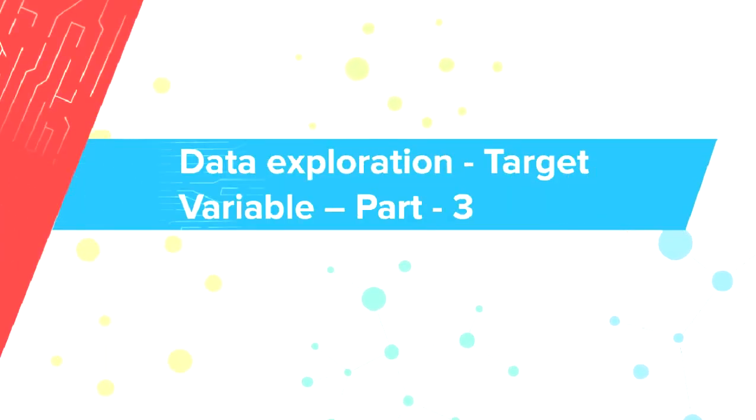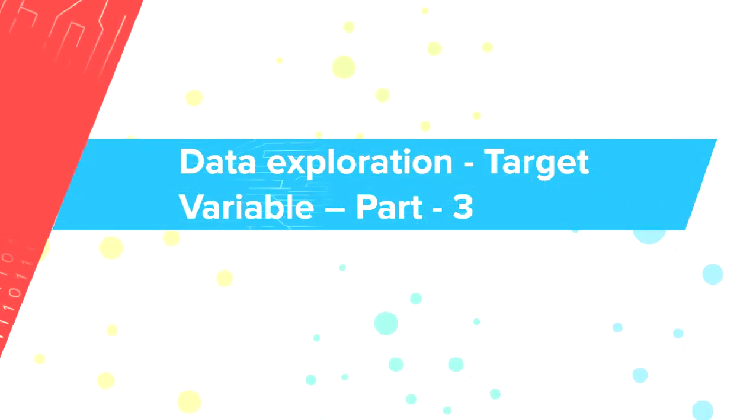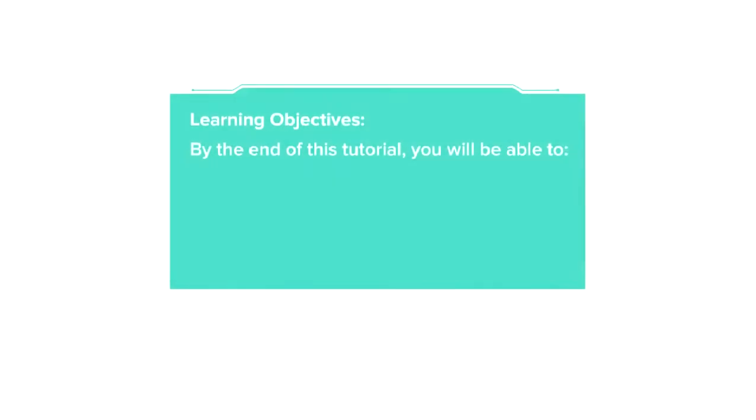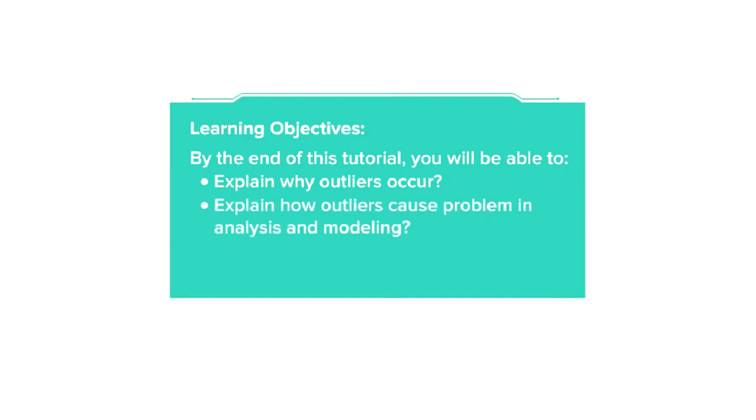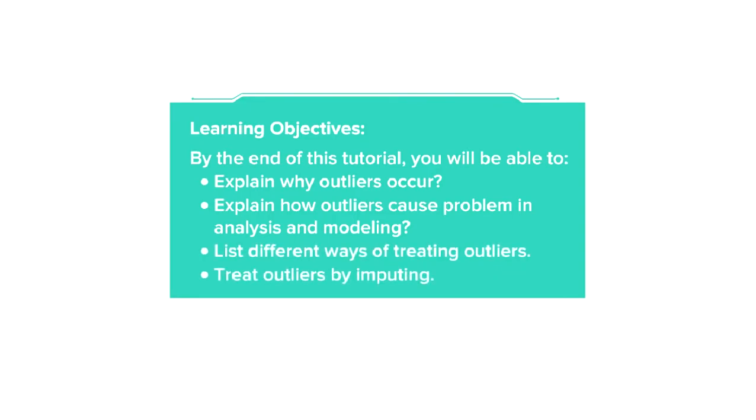Hi, welcome to the tutorial on Data Exploration Target Variable Part 3. By the end of this topic, you will be able to explain why outliers occur, explain how outliers cause problems in analysis and modeling, list different ways of treating outliers, and treat outliers by imputing.